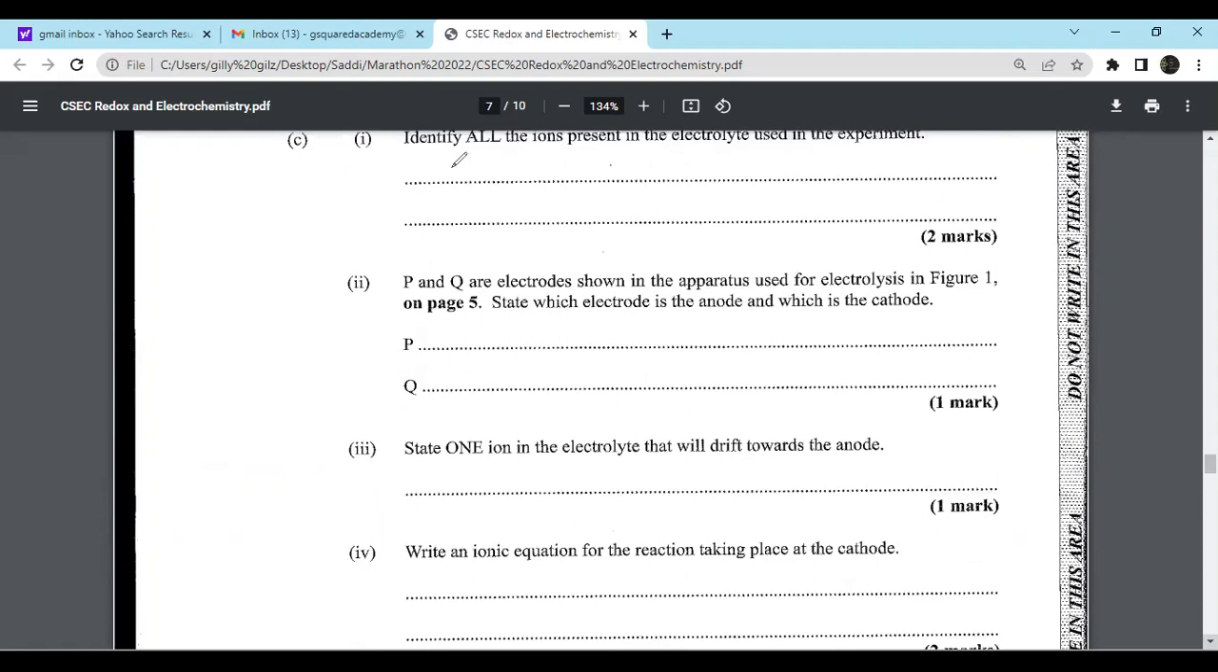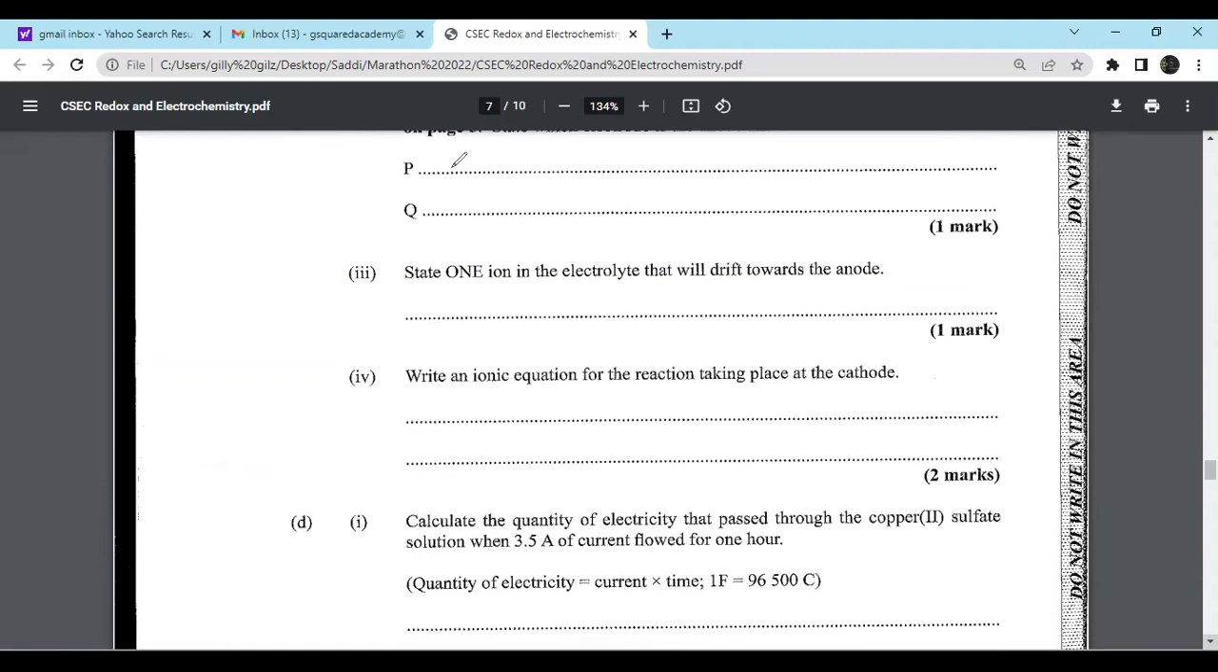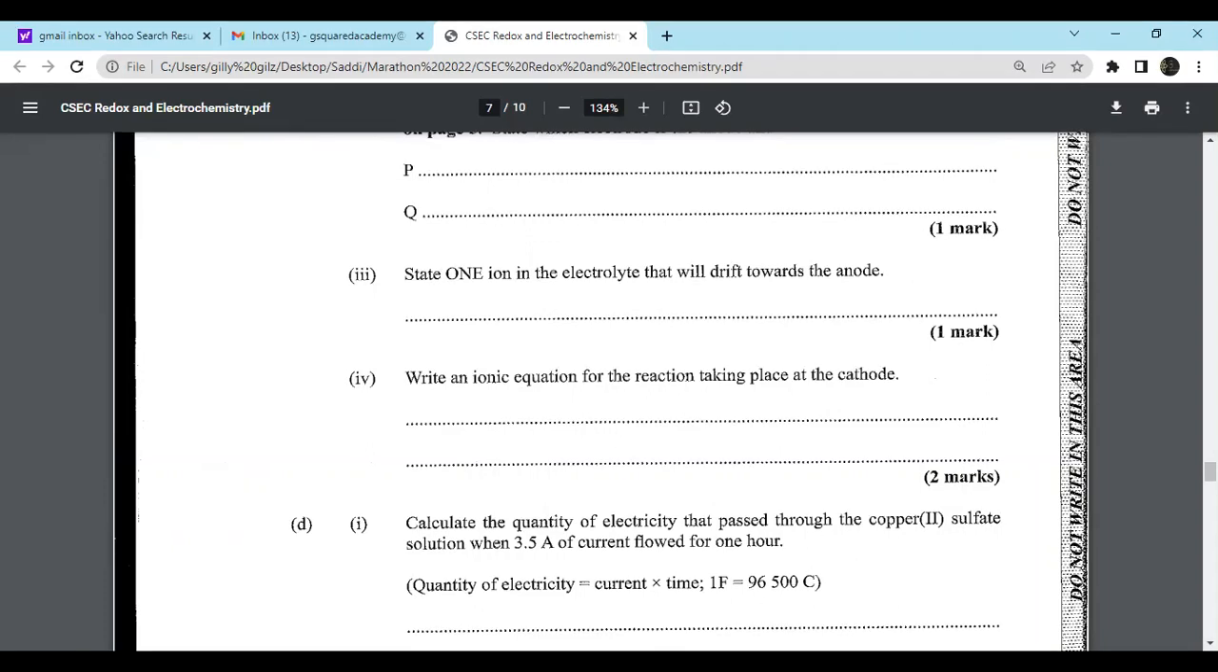State one ion in the electrolyte that will drift towards the anode. Of course, the anions would go to the anode, and that would be the sulfate and the OH. Write an ionic equation for the reaction taking place at the cathode. Remember now, at the cathode, the electrochemical series determines the discharge. The electrochemical series determines what discharges.